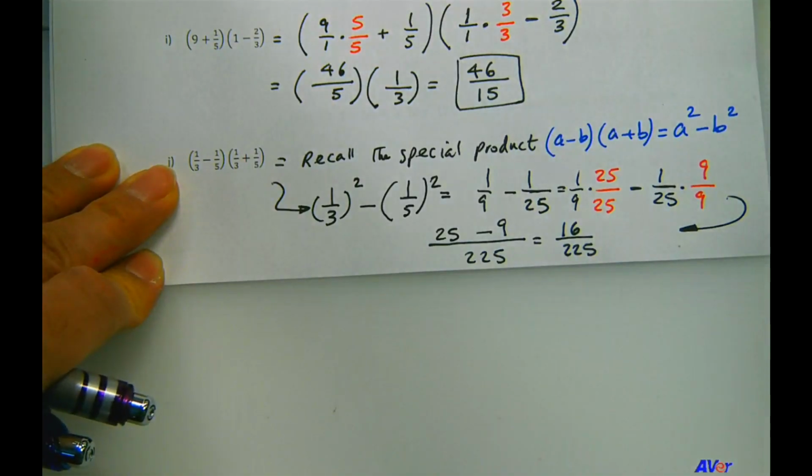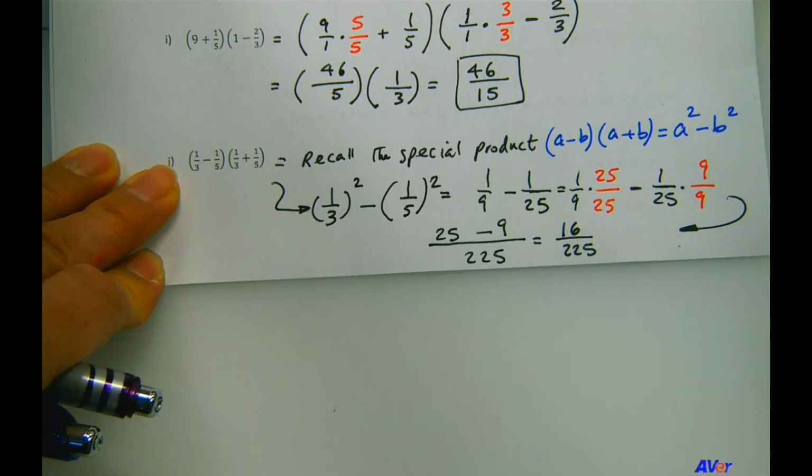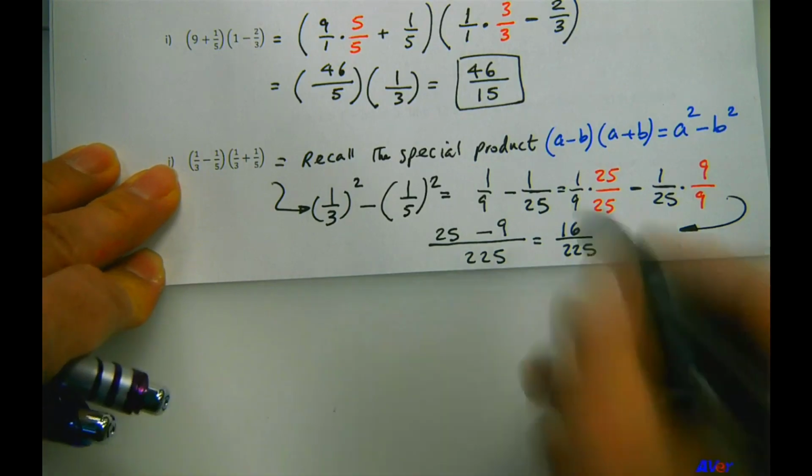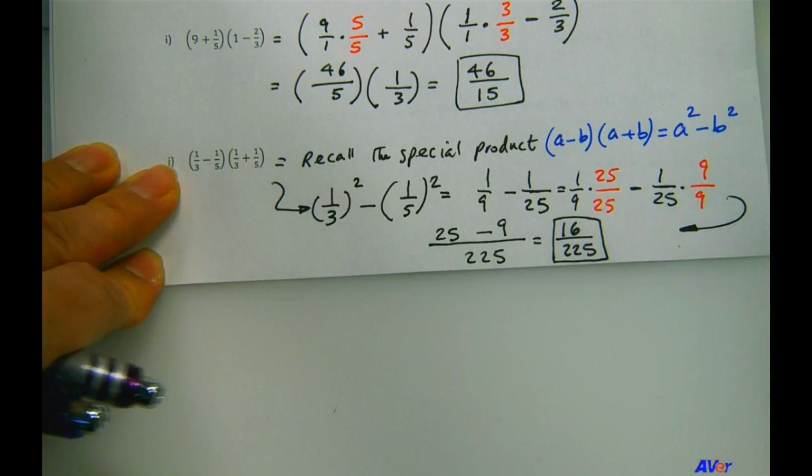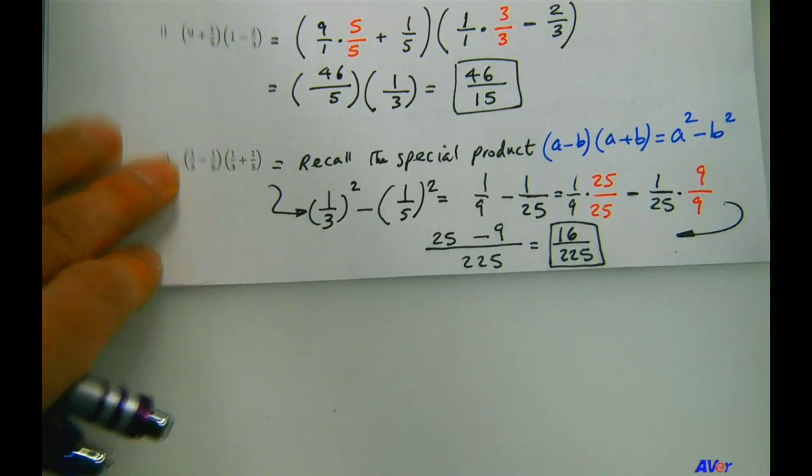So let's see. Can we simplify this anymore? 8 is not a factor of 225. 2 is not a factor of 225. And 4, is 4 a common factor? No, not even 4 is a common factor. So this is where we have to leave it. We cannot simplify this more than what it is. Okay.